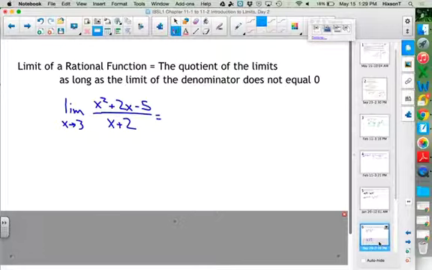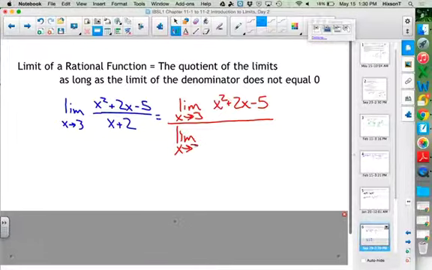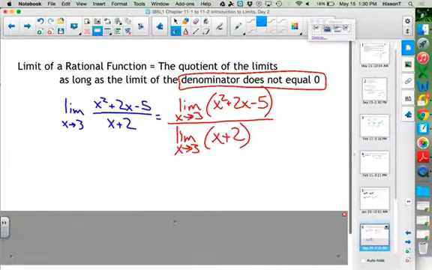A rational function. This is one where you do have to be careful, because there's one caveat we have to take into account. The limit of a quotient, or a rational function, is the quotient of the limits. So the limit as x approaches 3 of x squared plus 2x minus 5 over the limit as x approaches 3 of x plus 2. This will work so long as the denominator does not equal 0.